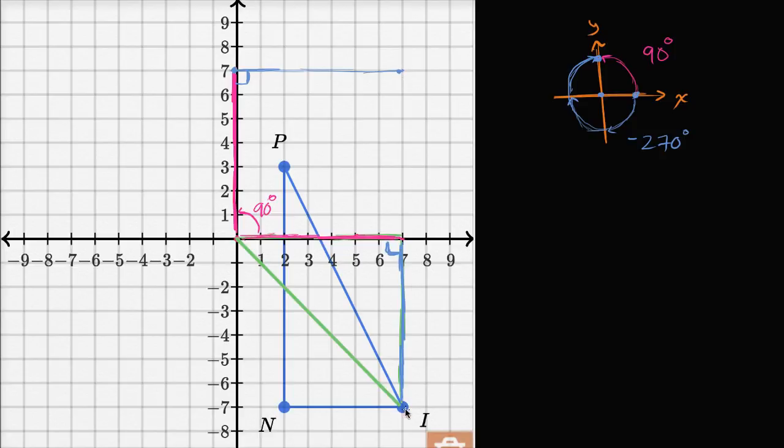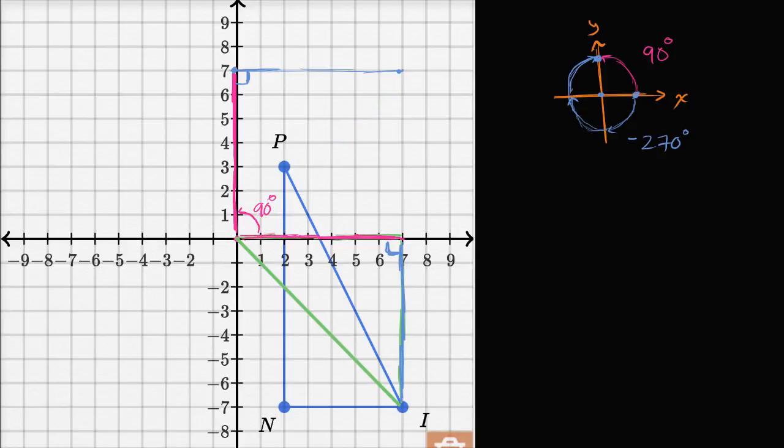And so the point I, or the corresponding point in the image after the rotation, is going to be right over here. So that green line, let me draw the hypotenuse now. It's going to look like, whoops, I wanted to do that in a different color.